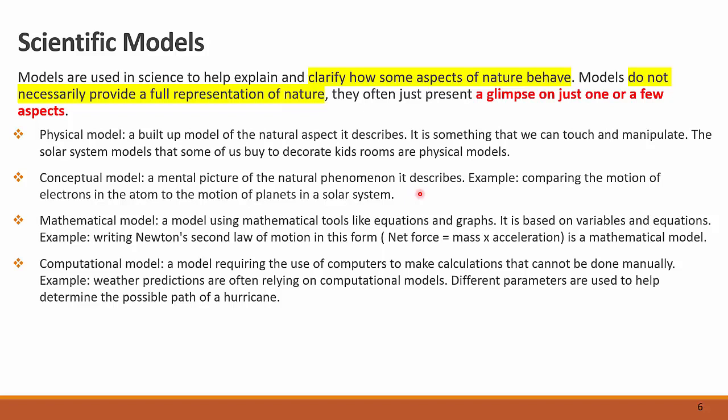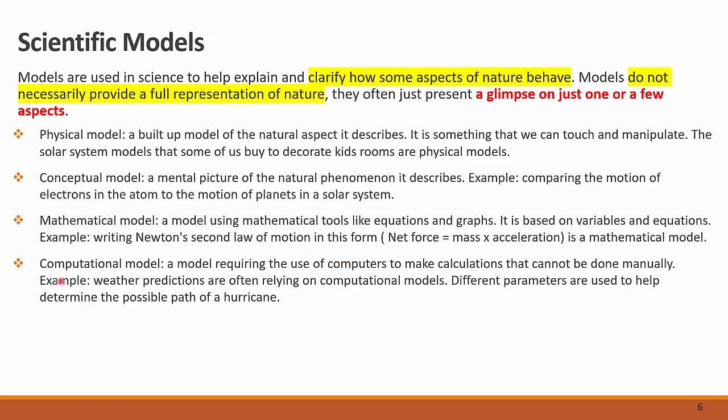Mathematical models are models that use mathematical tools like equations, graphs, tables. It is based on variables and equations. For example, writing Newton's second law of motion as net force is equal to mass times acceleration, that's a mathematical model. Writing Newton's law of gravity as a constant times the product of the masses over the distance separating them squared, that's also a mathematical model. Having a graphic explaining a behavior in nature is also a mathematical model.